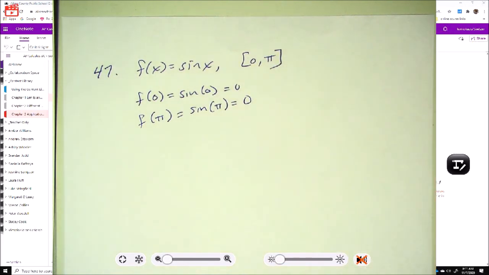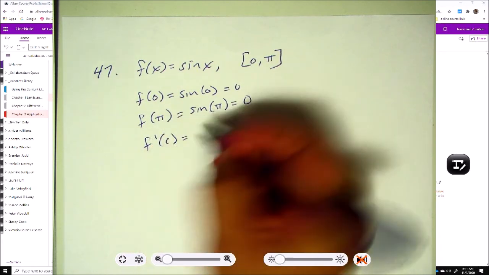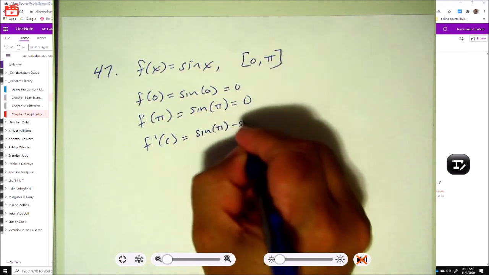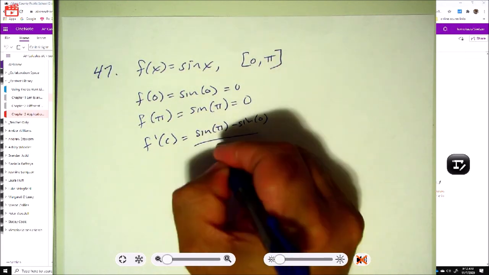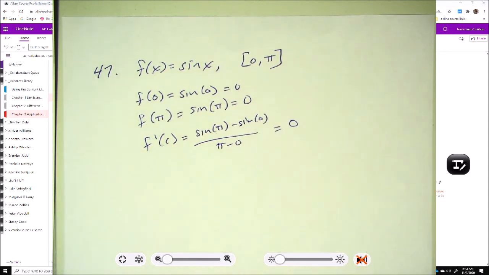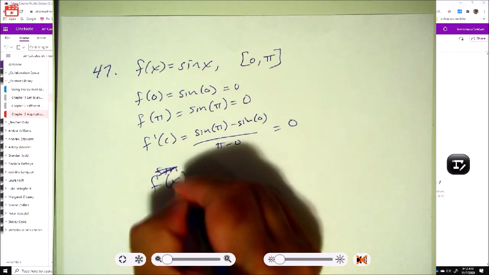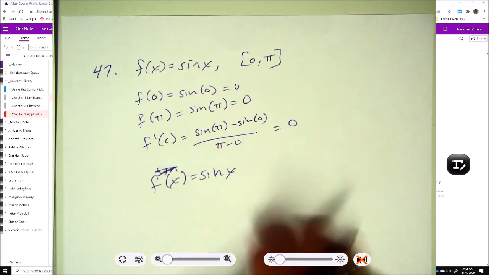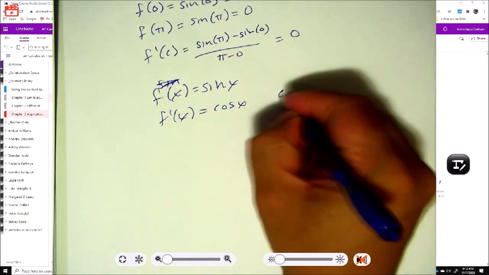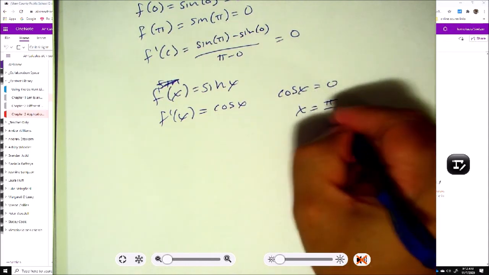So that means we find f prime of c such that sine of pi minus sine of 0 over pi minus 0 is equal to 0. So when is the derivative of this function equal to 0? Take the derivative: f prime of x equals cosine x. When is cosine x equal to 0? It's equal to 0 when x is pi over 2.